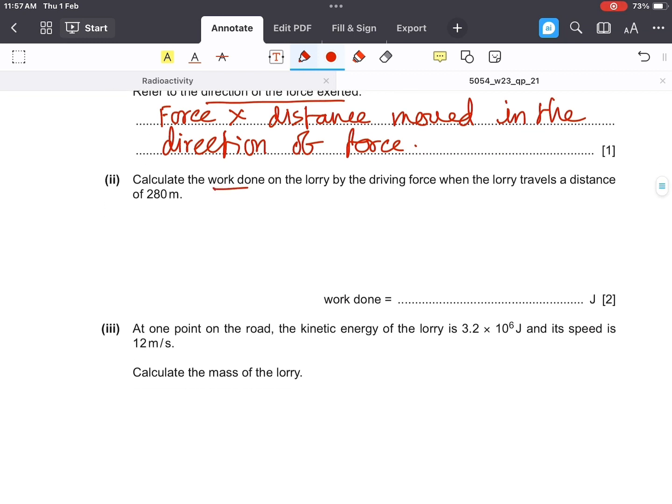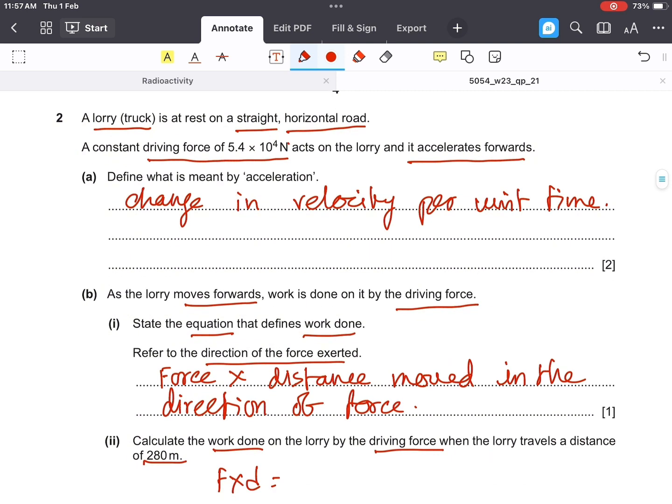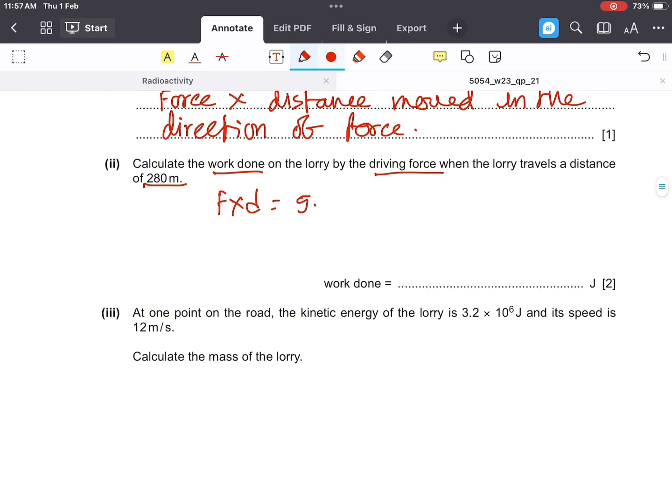Okay, calculate the work done on the lorry by the driving force when the lorry travels a distance of 280 meters. So force times distance, the force that we have is 5.4 × 10^4 newtons multiplied by 280 meters as given. So if we calculate, it will be 1.5 × 10^7 joules.